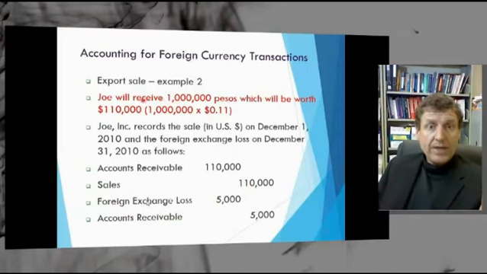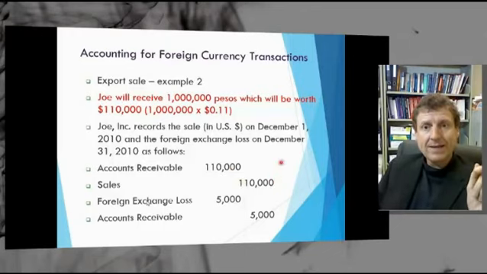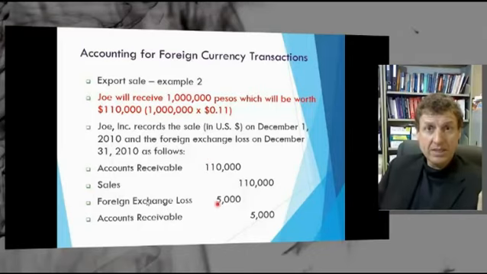Let me repeat. He will receive 1 million pesos, which will be worth $110,000. That's what he's hoping. That's the accounts receivable. And there's the sales. That's at December 1st. But at the end of December, the peso has actually depreciated from 11 cents to 10.5 cents that each peso can buy. So now we've got a foreign exchange loss that we're booking, an accounts receivable adjustment of $5,000.